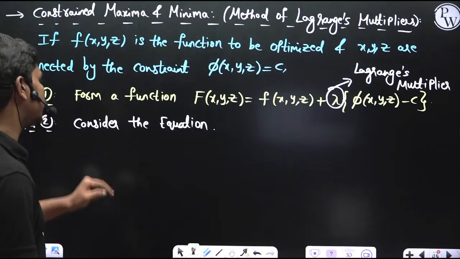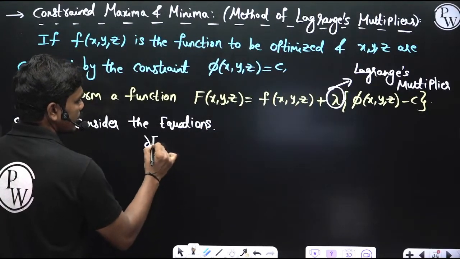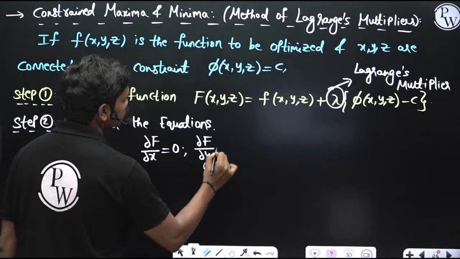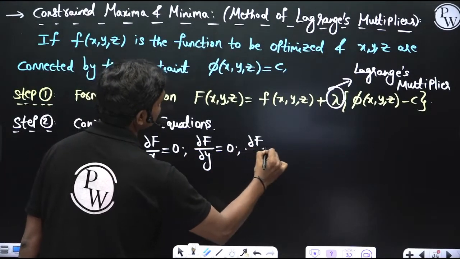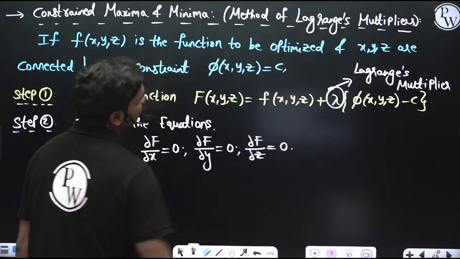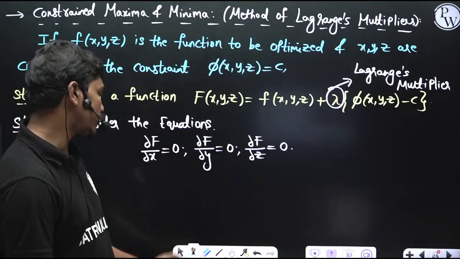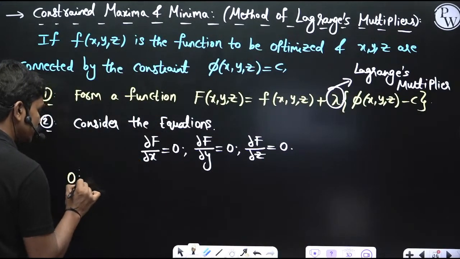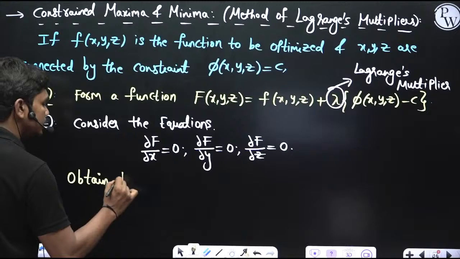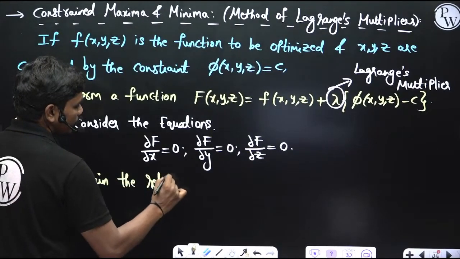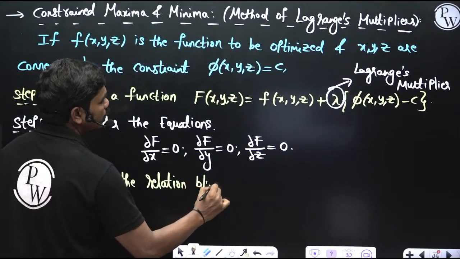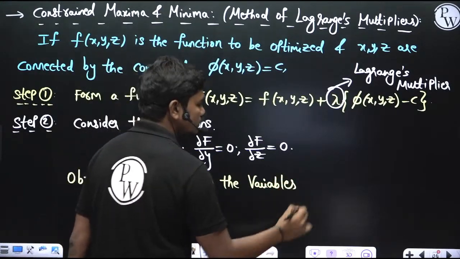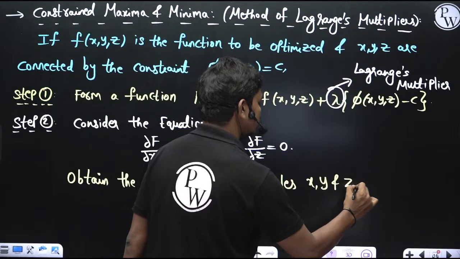So let's see. Consider the equations: dou F by dou x is equal to 0, dou F by dou y is equal to 0, and dou F by dou z is equal to 0. Then from these equations, obtain the relation between the variables x, y, and z.